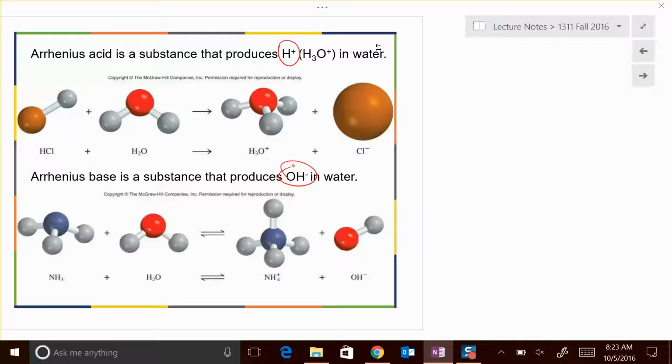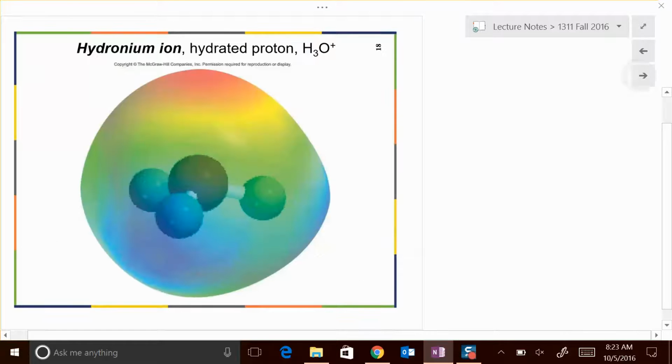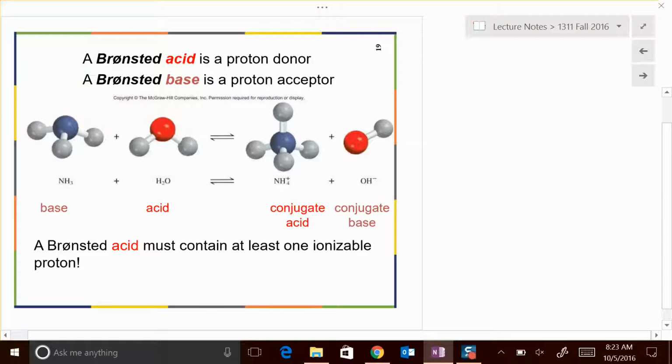So we like to take this a little further and define it a little better. Now we have a Bronsted acid and a Bronsted base. This is the definition that I really want you guys to learn, because it describes very well what's happening. Here we have an acid defined as a proton donor and a base as a proton acceptor.